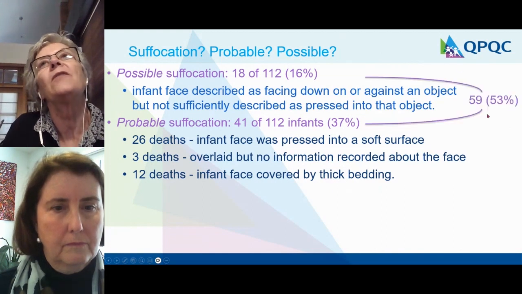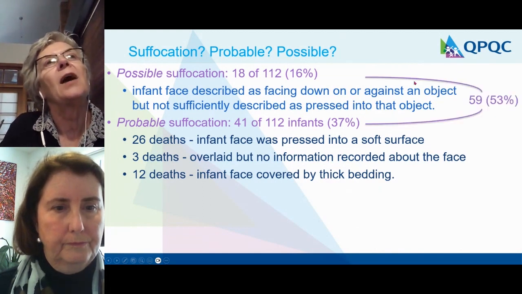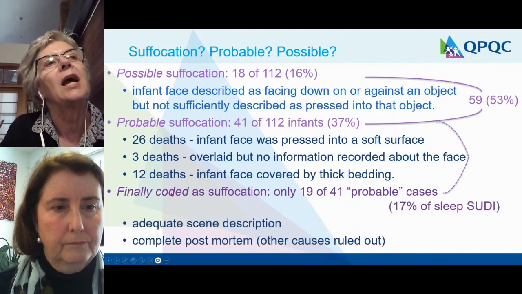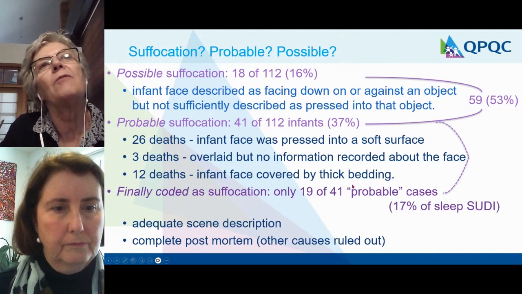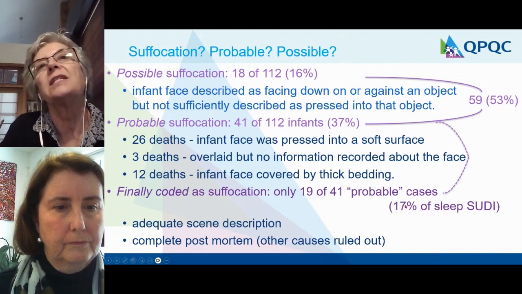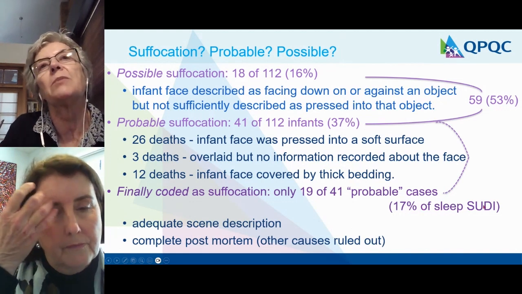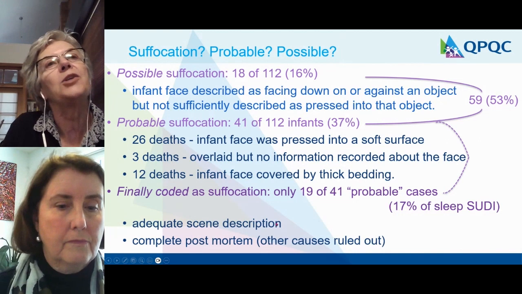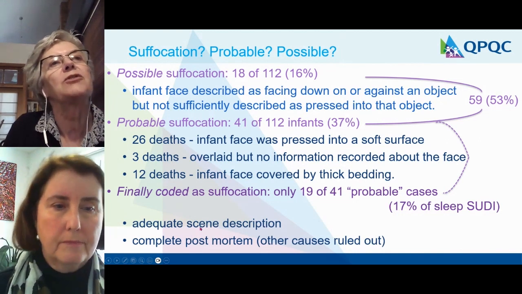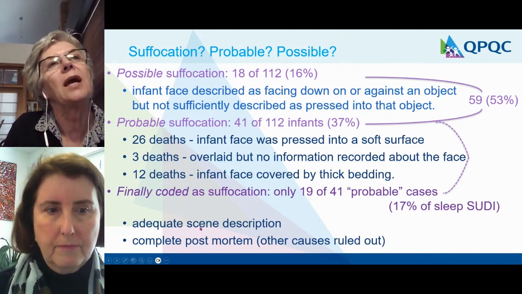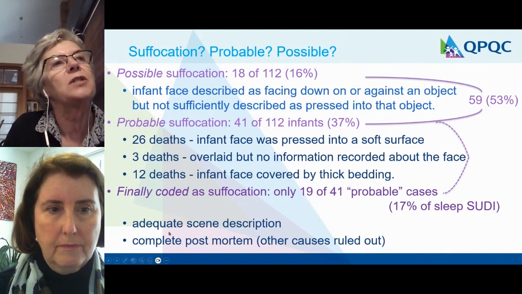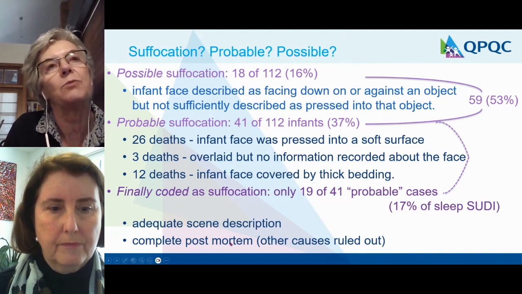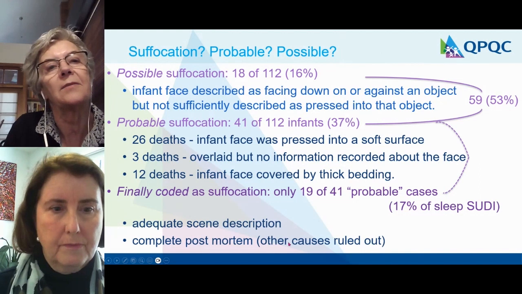And so for well over half of these infants, we thought there was either a possible or probable suffocation, but we finally coded these as suffocation in only 19 of these probable causes. That's only 17% of the SUDI during sleep. Those were the cases where we had enough of a scene description to have a reasonable level of certainty, and where there was a complete post-mortem, so other causes were ruled out.